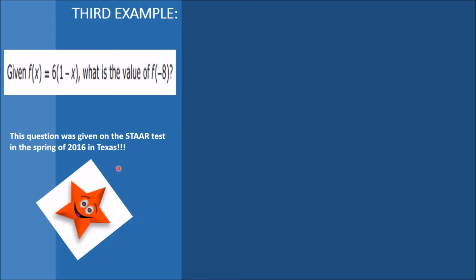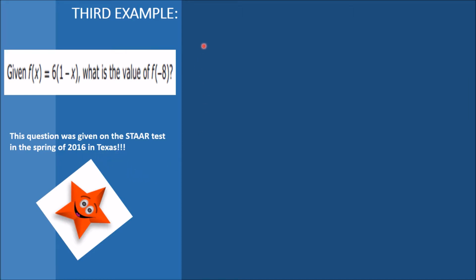Okay, here's our third example. And here's what this problem says. Given f of x equals 6 times a quantity 1 minus x, what is the value of f of negative 8? So at first you might be saying, what the heck is that? But it's really a very simple problem when we think about what we already know and what we're given. By the way, this question was given on the STAAR test in the spring of 2016 in Texas.